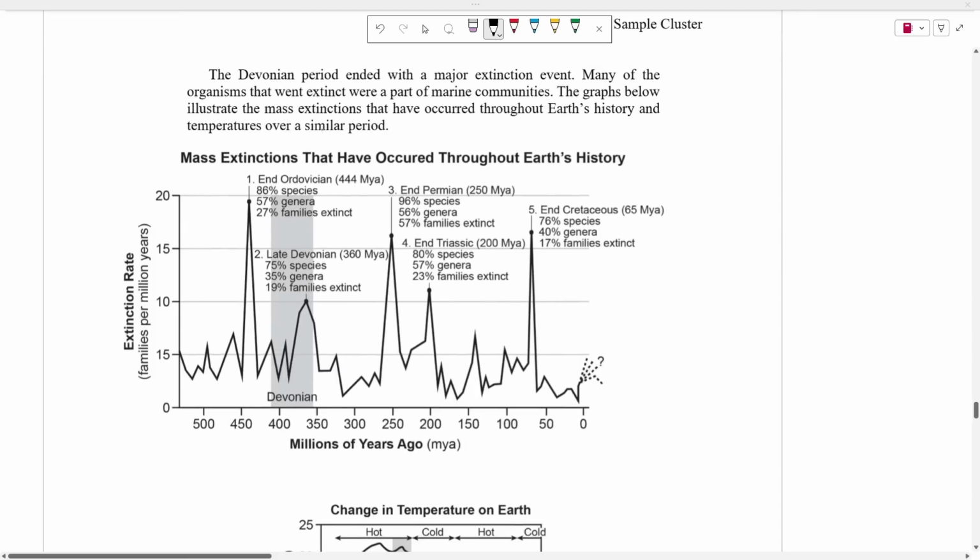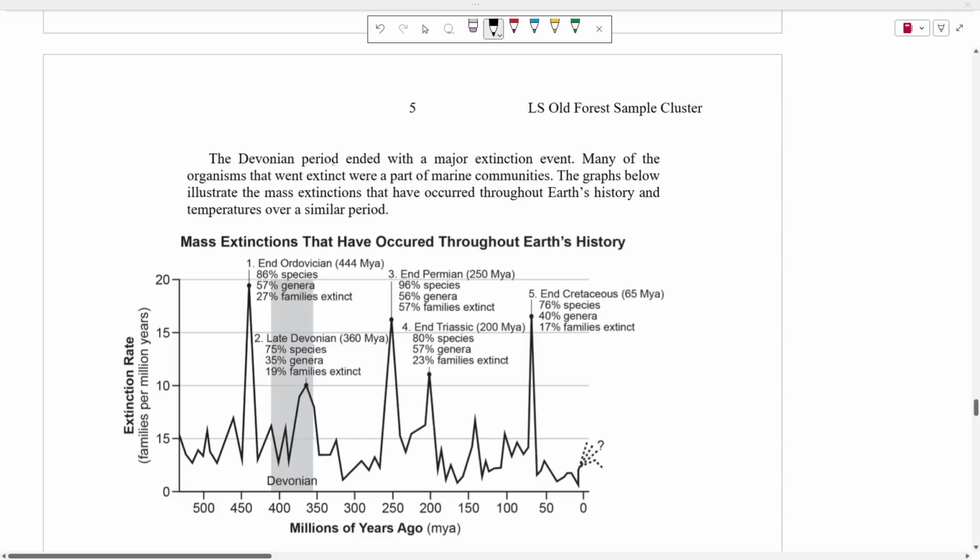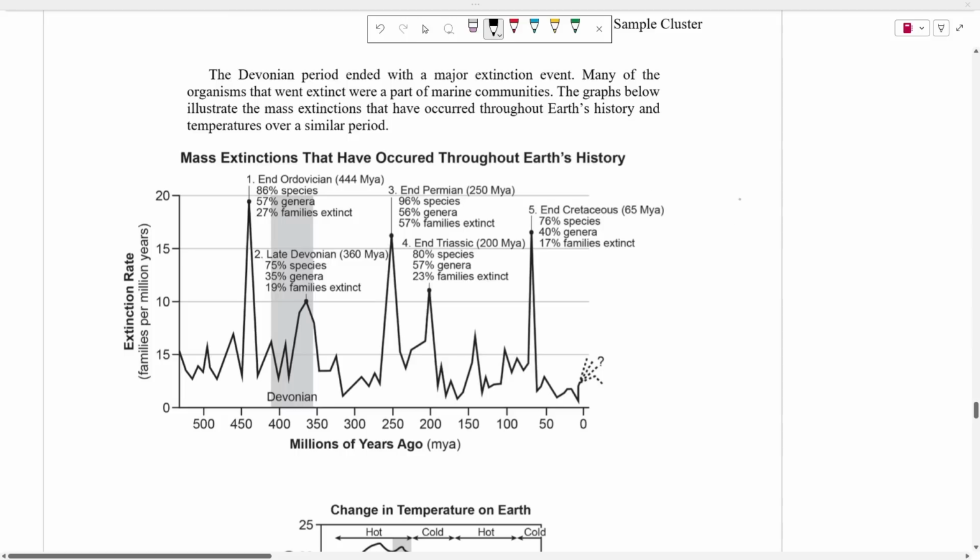So now we have the last two questions, which relate to this little blurb and these two charts. It says that the Devonian period ended with a major extinction event. Many of the organisms that went extinct were part of marine communities. The graph below illustrates the mass extinctions that have occurred throughout Earth's history and the temperatures over a similar period. Okay, so here we see how there have been 5 major extinction events.